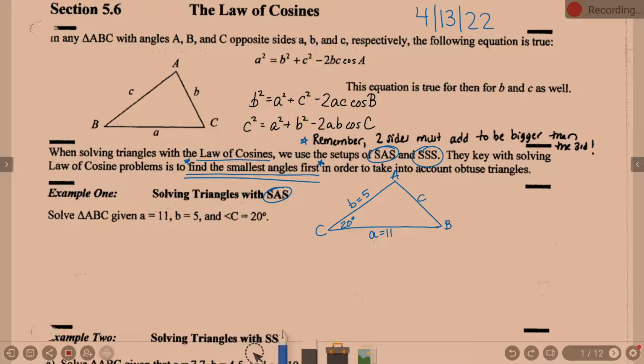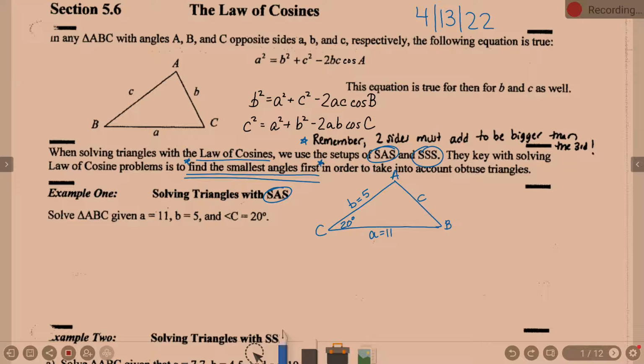Based on what we are provided, sides A and B and angle C, which formula must I use, or which version of the formula? We have to use the one that uses cosine C, and the one that uses cosine C is the one that starts with c squared. They gave me one angle. I have to use the equation that uses that angle.